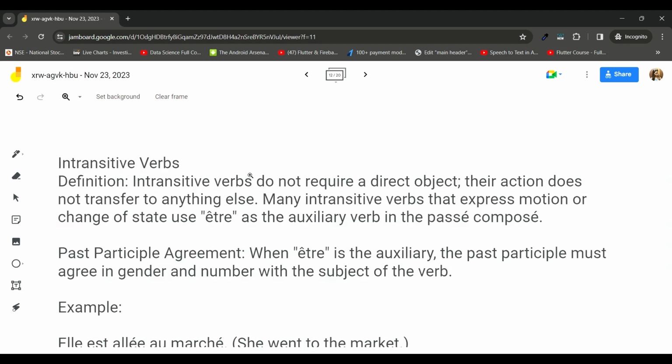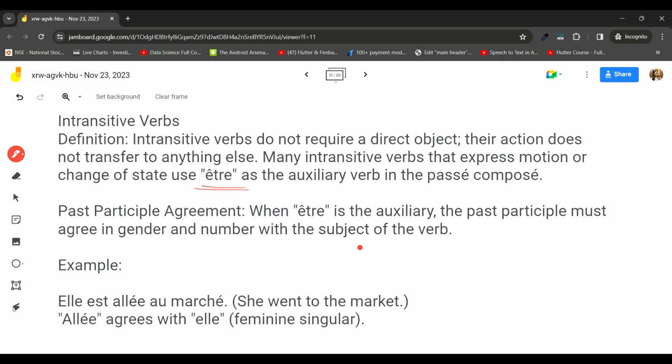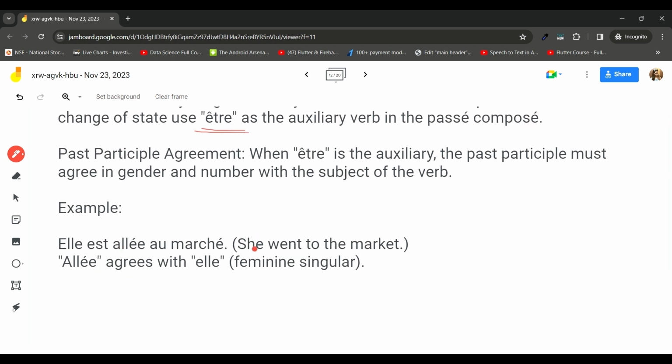Then you have intransitive verbs. Intransitive verbs do not require a direct object. Their action does not transfer to anything else. Many intransitive verbs that express motion or change of state use être as the auxiliary. So intransitive verbs use être. Whenever we are conjugating with être, it is always going to agree. For example, elle est allée au marché. Now see, the verb here is aller. Au is my preposition. Marché is market, my object. This is my subject. She is going to the market. And she is eating an apple. Eating an apple, going to the market. There's a difference. So aller agrees with elle because it's conjugated with être, right, as an auxiliary.